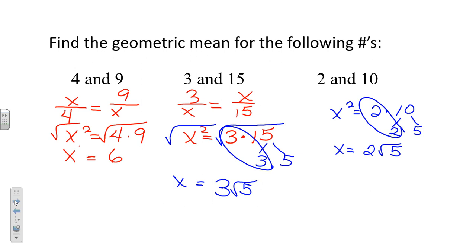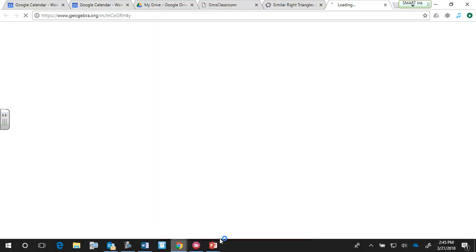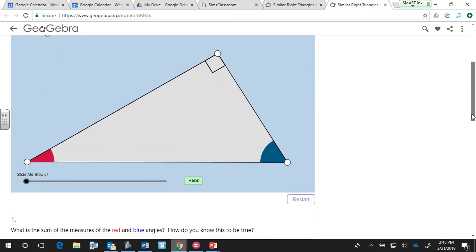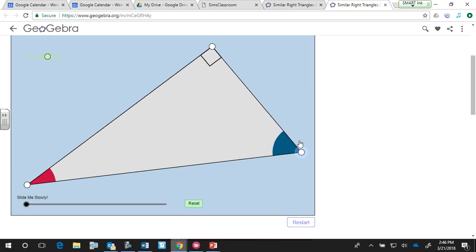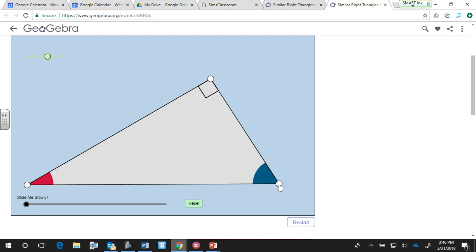Now, let's talk about how we use the geometric mean. What kind of triangle do we have here? A right triangle. It has 2 angles. We don't know if it's isosceles. Does it look like the angles are equal? I see a bigger angle. This one might look more like isosceles somewhere, but it's definitely scalene. So far so good?